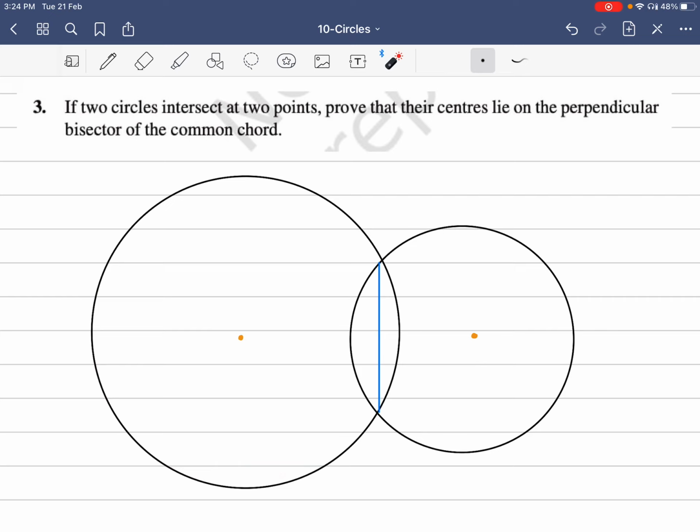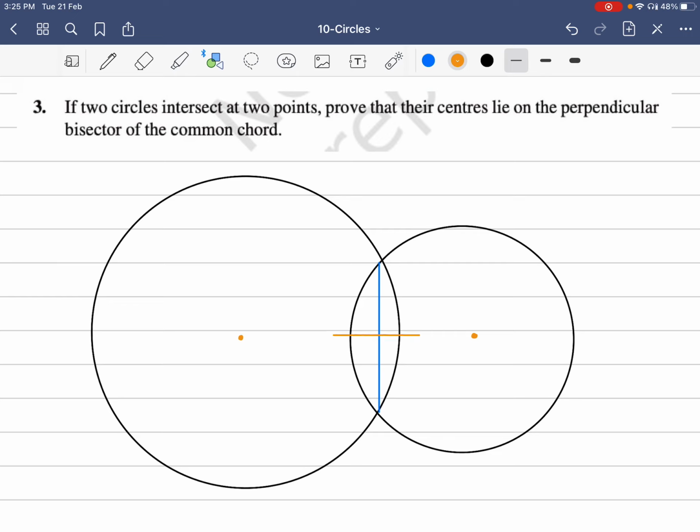prove that their centers, so this is center 1, this is center 2 of both the circles, lie on the perpendicular bisector of the common chord. So if this is the common chord, and if you try to draw a perpendicular bisector of this common chord, something like this, okay.